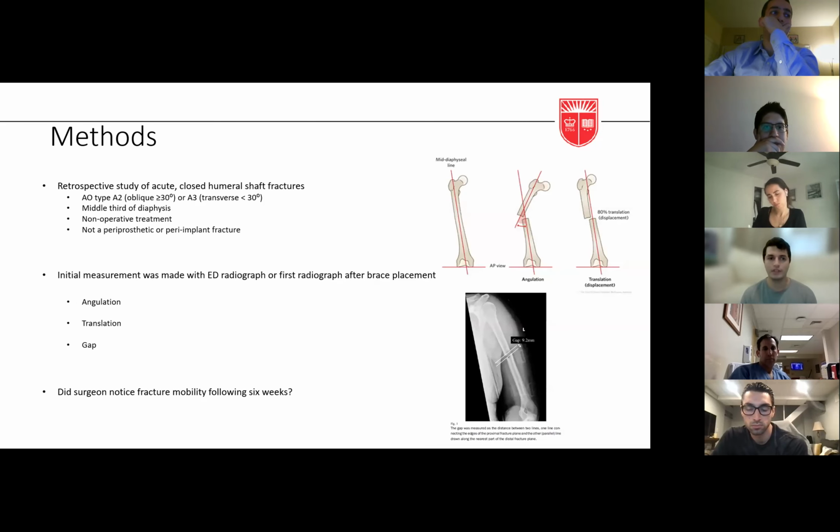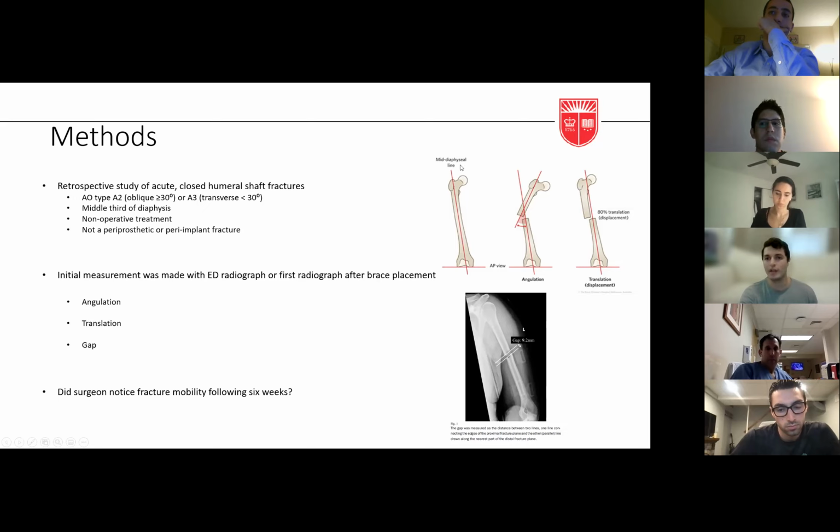What was done in the study is that this was a retrospective study of closed humeral shaft fractures, primarily of the A2 subtype and the A3 subtype, all at the middle third of the diaphysis. These had to be patients who were treated non-operatively and did not have a periprosthetic fracture. They measured the angulation, the translation, and the gap in all of the retrospective fractures that they pulled up.